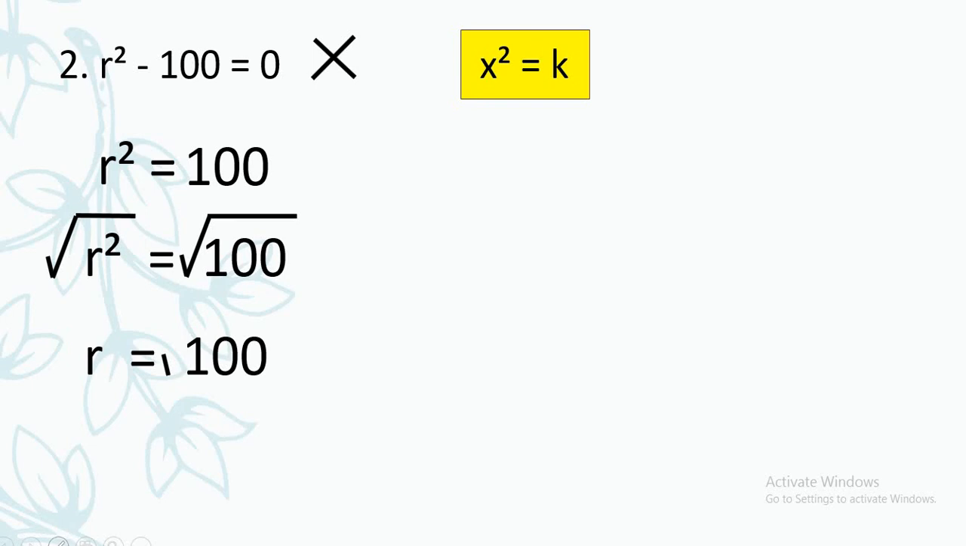So the next step is write r is equal to square root of 100, and we all know that the square root of 100 is what? Positive and negative 10. So we have two solutions. R is equal to positive 10 and r is equal to negative 10.